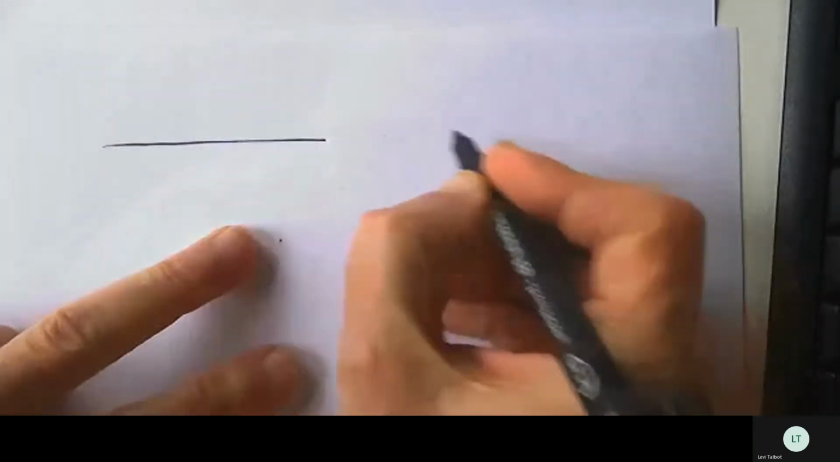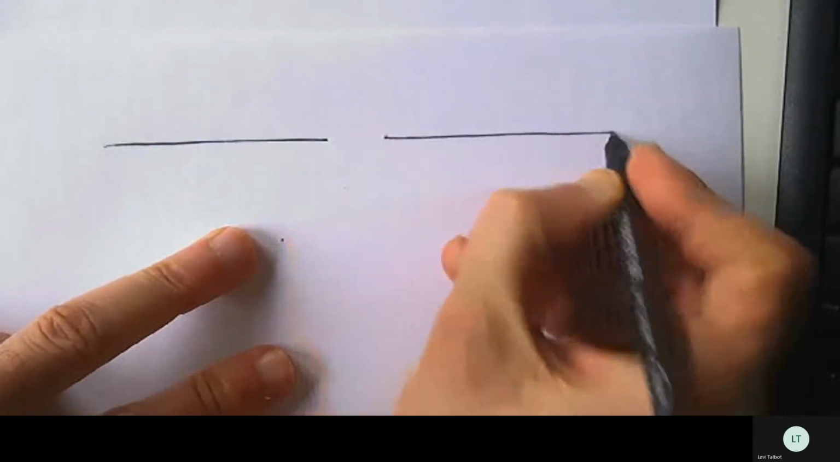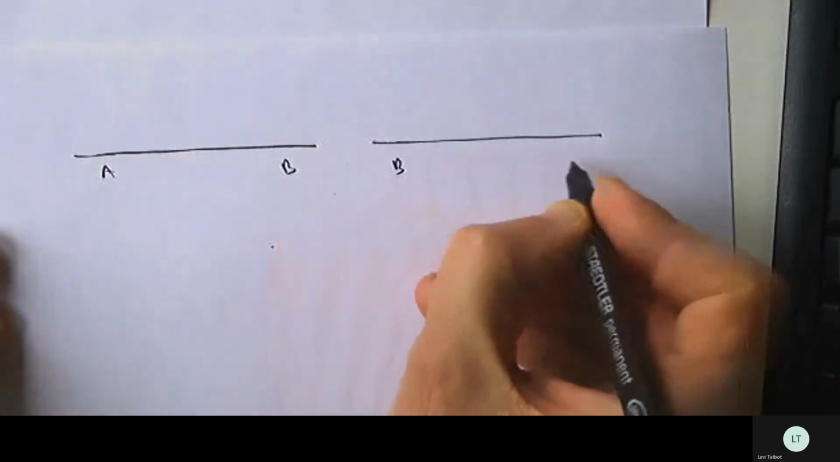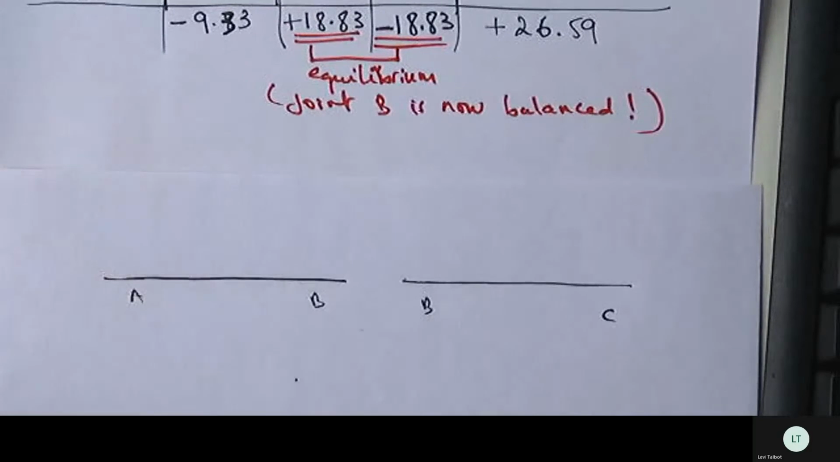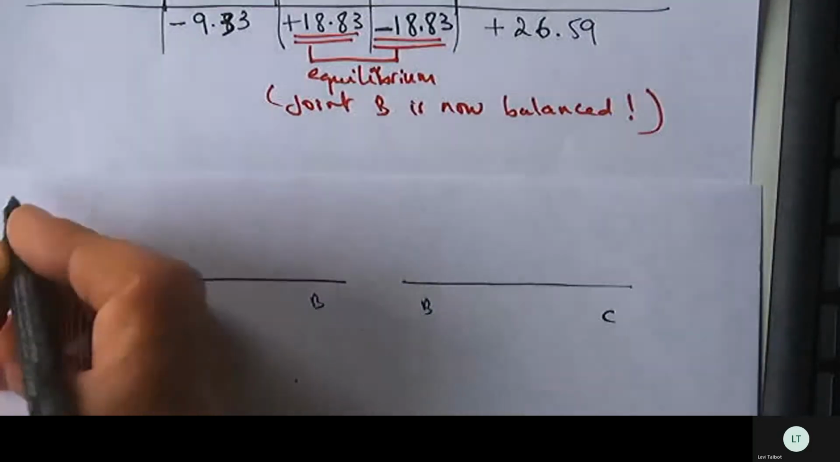Right, okay, please, can I have your attention? So this is the beam here, AB, and this is BC. We're on the same example, right? So now we're going into step 6.